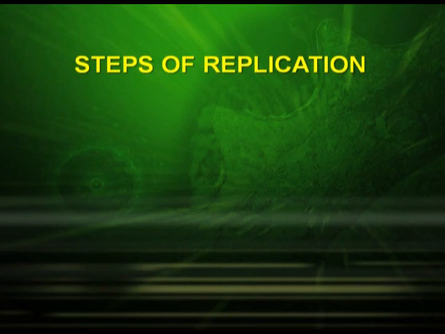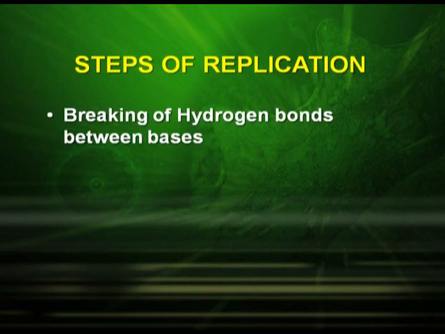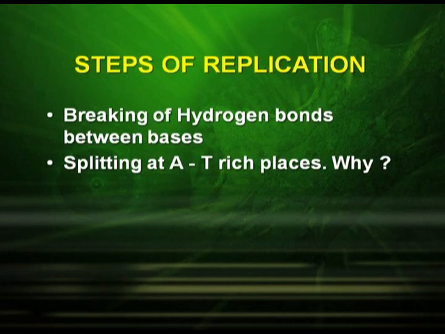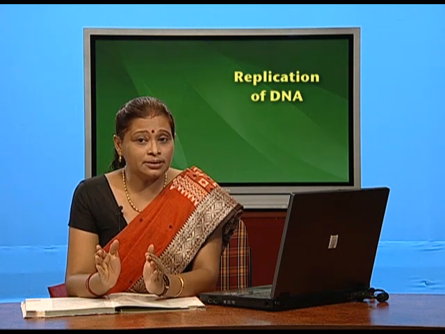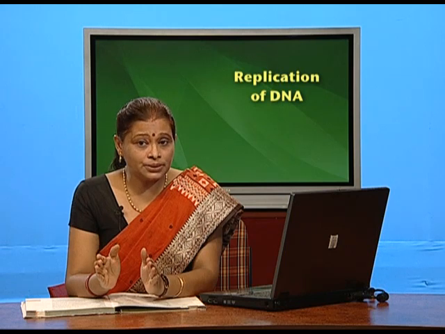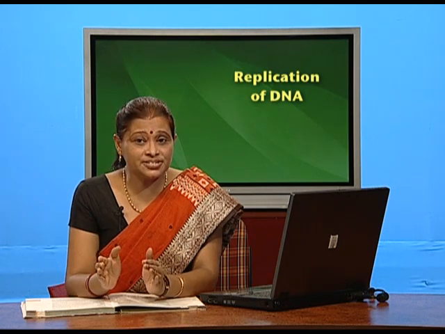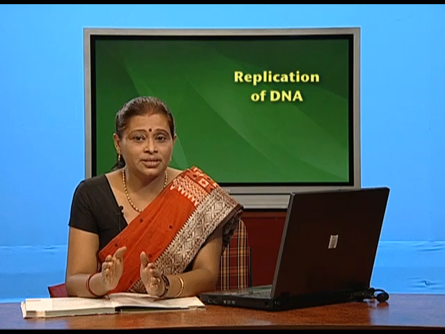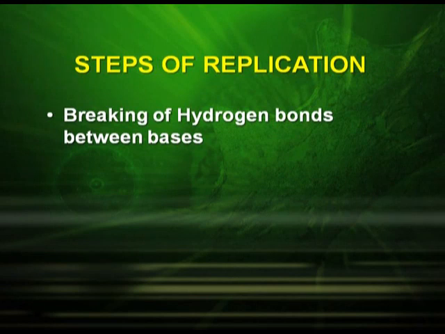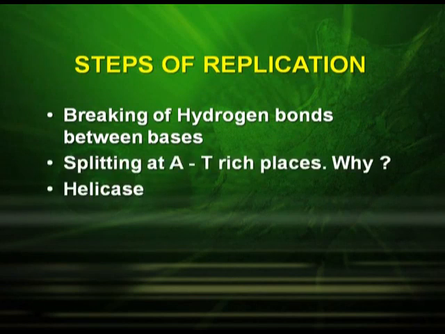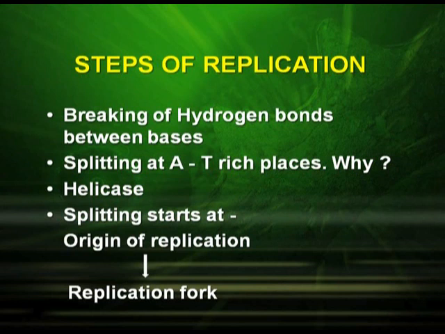The first step is the breaking of hydrogen bonds between the bases. Now, where does this breaking start? Especially the splitting starts at the AT rich places. Now, can you guess why? If you remember, A and T have a double bond. On the other hand, G and C have triple hydrogen bonds. So, it is very easy to break at the AT level. The enzyme is helicase and the splitting starts at the origin of replication.